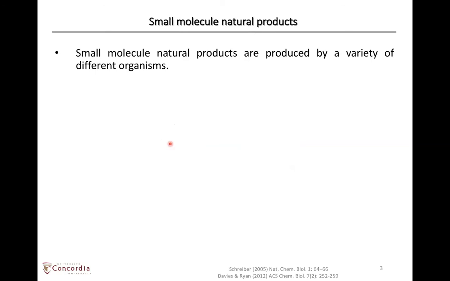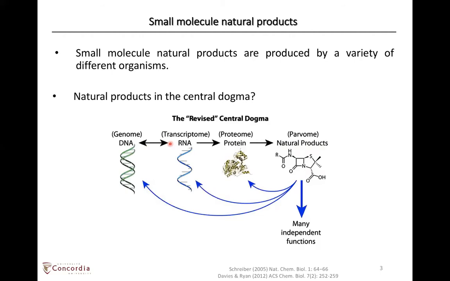Small molecule natural products are produced by different organisms, including bacteria, fungi, lichens, plants, and insects. These structurally diverse small organic molecules are synthesized through secondary metabolic pathways. Considering the importance of these natural products, in 2005, Schreiber suggested that these natural products can be included in the central dogma, and I thought it's interesting.